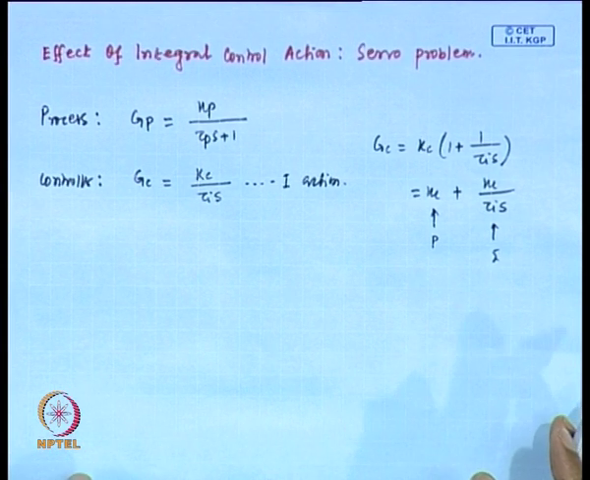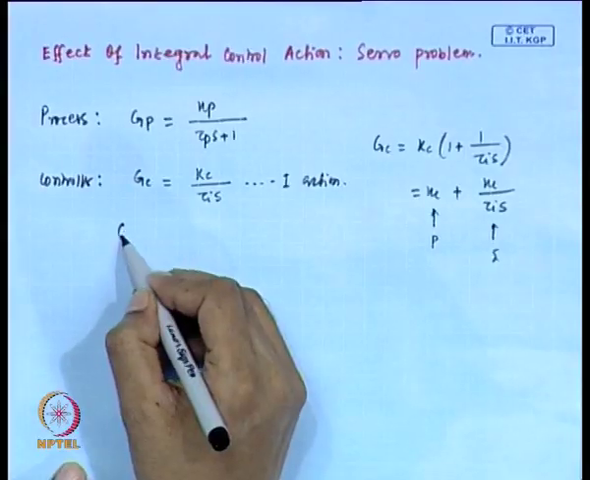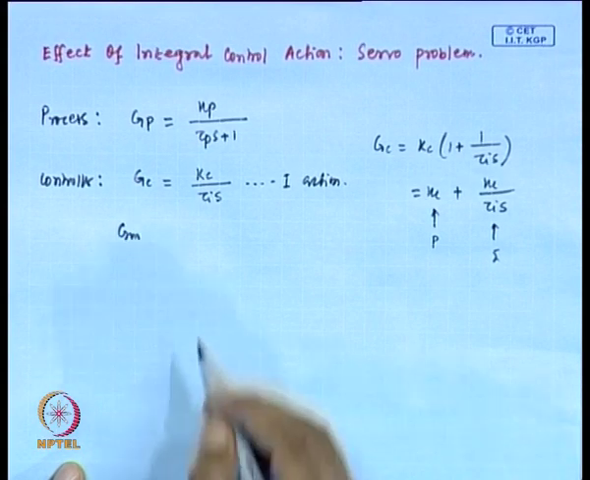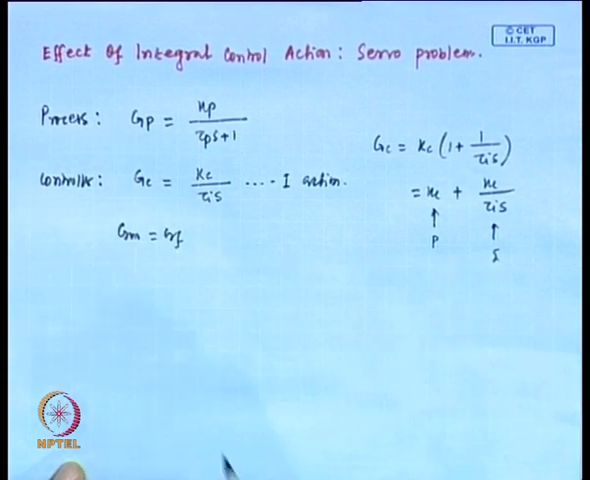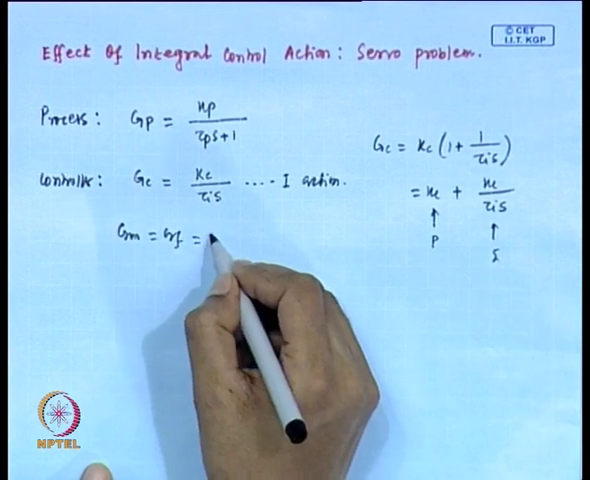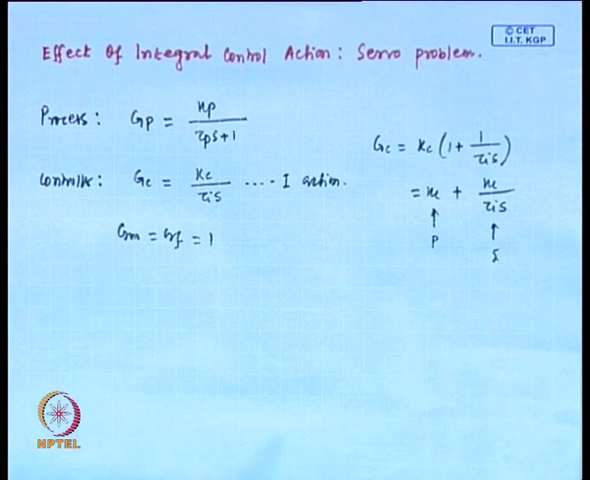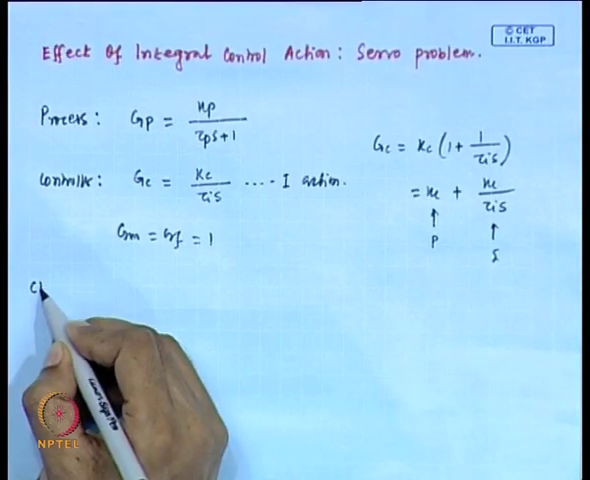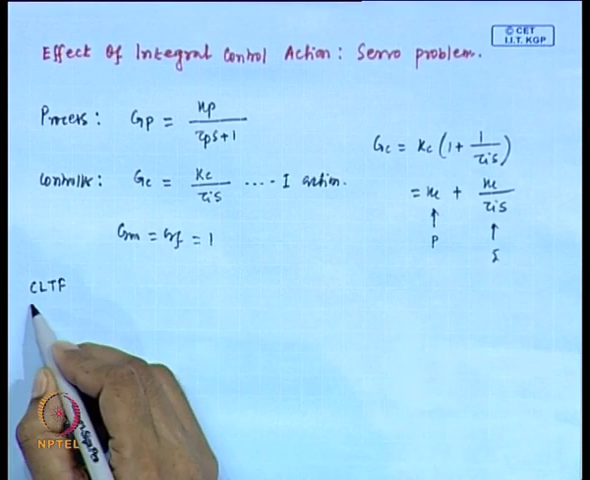For simplicity we will consider the transfer function of the measuring device and of the final control element both as unity, that means Gm and Gf equal 1. Now we will try to develop the closed loop transfer function substituting all these individual transfer functions. In the next we will develop the closed loop transfer function.